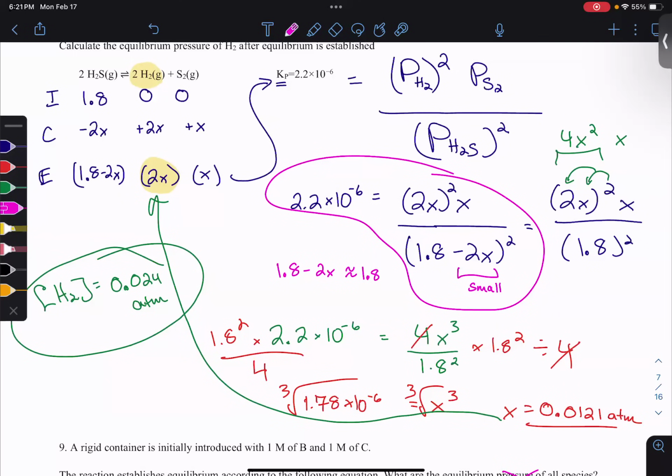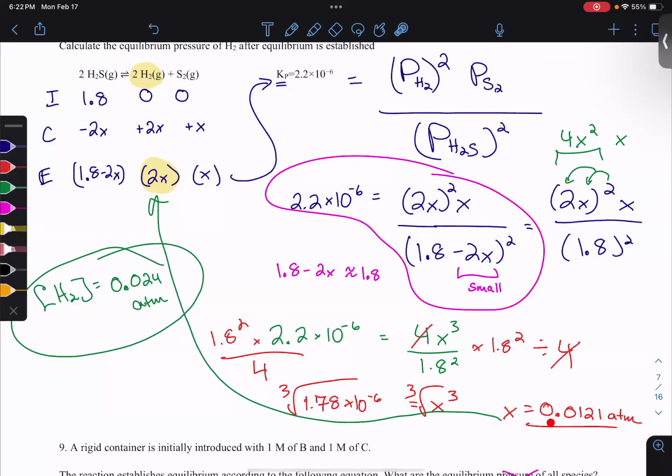What you'll see when the approximation works is that the two answers will be basically identical, right? When the approximation works very, very well. Because look, what did we calculate for x? 0.01. What is 1.8 minus 2 times 0.01? Basically 1.8. See how this approximation works?